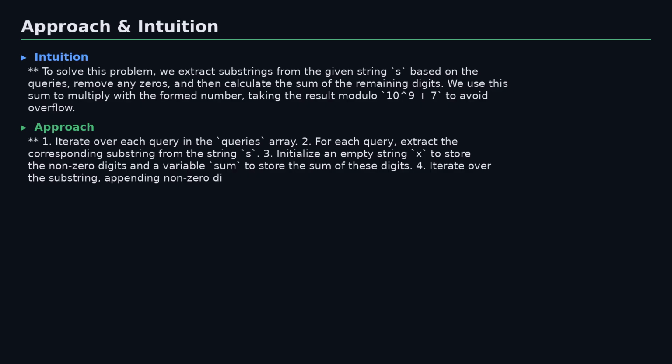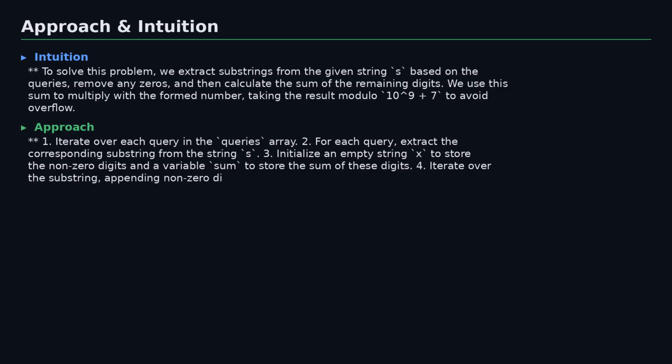Now, let's walk through the approach. We start by iterating over each query in the queries array. For each query, we extract the corresponding substring from the string. We then initialize an empty string to store the non-zero digits and a variable to store the sum of these digits. Next, we iterate over the substring, appending non-zero digits to the string and adding them to the sum.